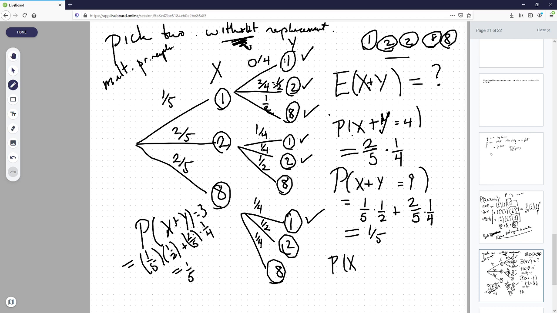We have the probability that x plus y is equal to 10. And we have the probability that x plus y is equal to 16. So the probability that it's equal to 16 is just this branch here, the 8 and the 8. So it's 2/5 times 1/4, which as it turns out is not 1/5, it's just 1/10. Same thing with this one. This is another 1/10.